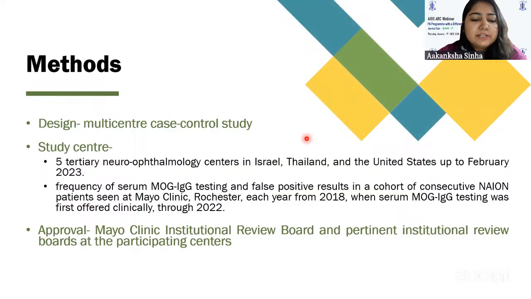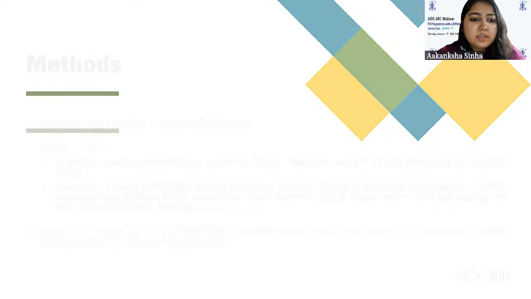It was a multicentric case-control study conducted over 5 neuro-tertiary centers in Israel, Thailand, and the United States up to February 2023. The frequency of serum MOG IgG testing and false positive results were assessed at Mayo Clinic, Rochester, each year from 2018 till 2022. It was approved by the Mayo Clinic Institutional Review Board and pertinent institutional review boards in the participating centers.